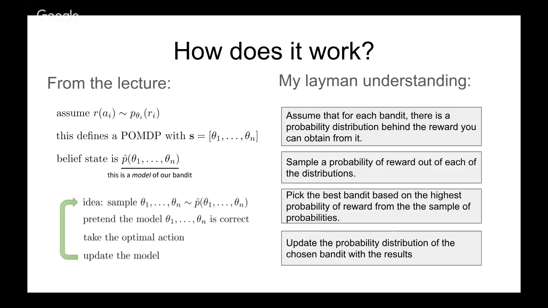Yeah, sorry. Sure. So basically from the lecture, he's saying that this is how probability matching would work. So in my layman understanding, in the bandit case example, there is a probability distribution behind the reward that you can obtain from each bandit. And then what we'll do is we'll sample a probability of reward out of each of the distributions and then pick the best bandit based on the highest probability of reward from what we have sampled, and then we are going to update the probability distribution of the chosen bandit with the results that we got from the bandit that we chose.